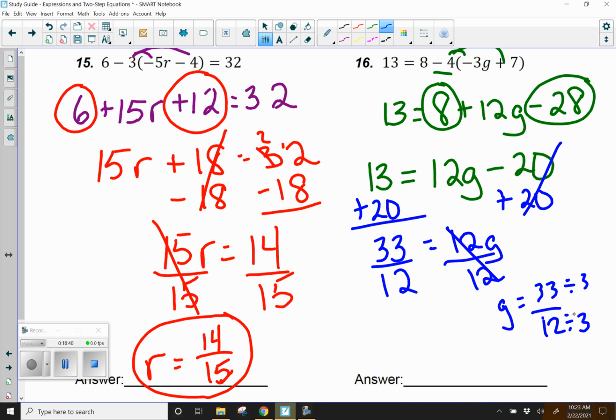So that means that our simplified answer is going to be g equals, well, 33 divided by 3 is 11, and 12 divided by 3 is 4. So our final answer would be 11/4.